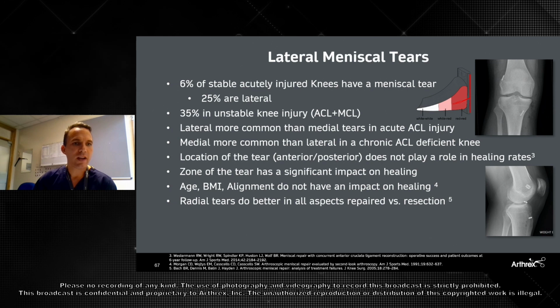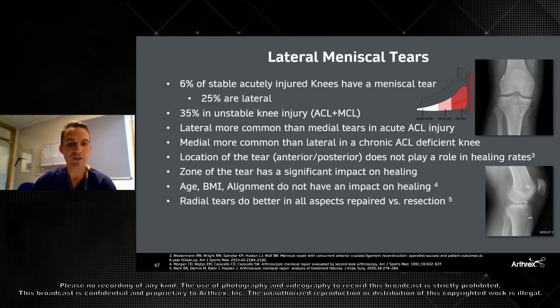So the majority of tears in acutely injured knees, 6% of acutely injured knees have a meniscal tear, 25% of those tend to be lateral, 35% in an unstable knee, so if there's an associated ligament injury. In an acute ACL, interestingly, a lateral tear is much more common. But if you've got that chronicity of an unstable meniscus as mentioned there, it tends to be the medial meniscus that's more impacted.